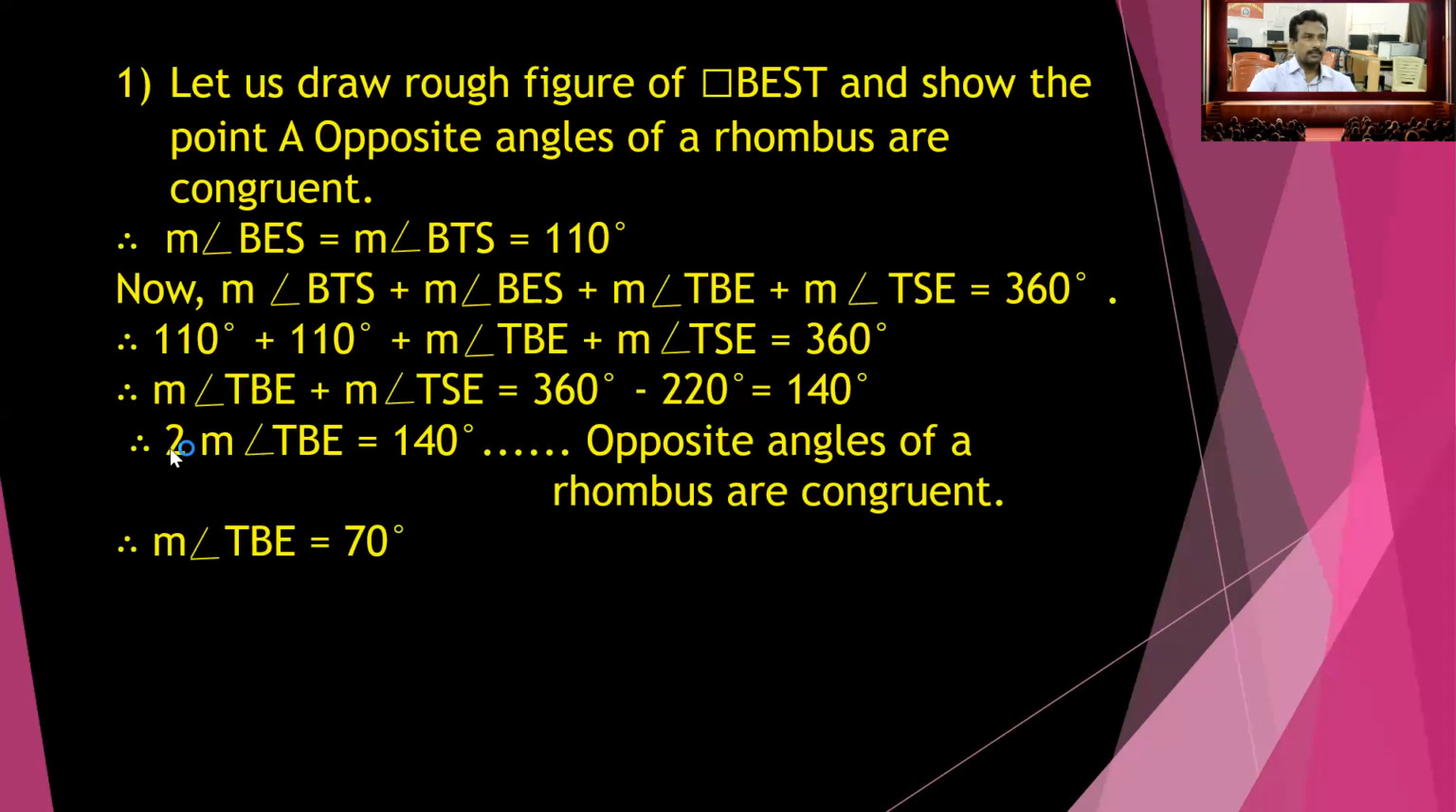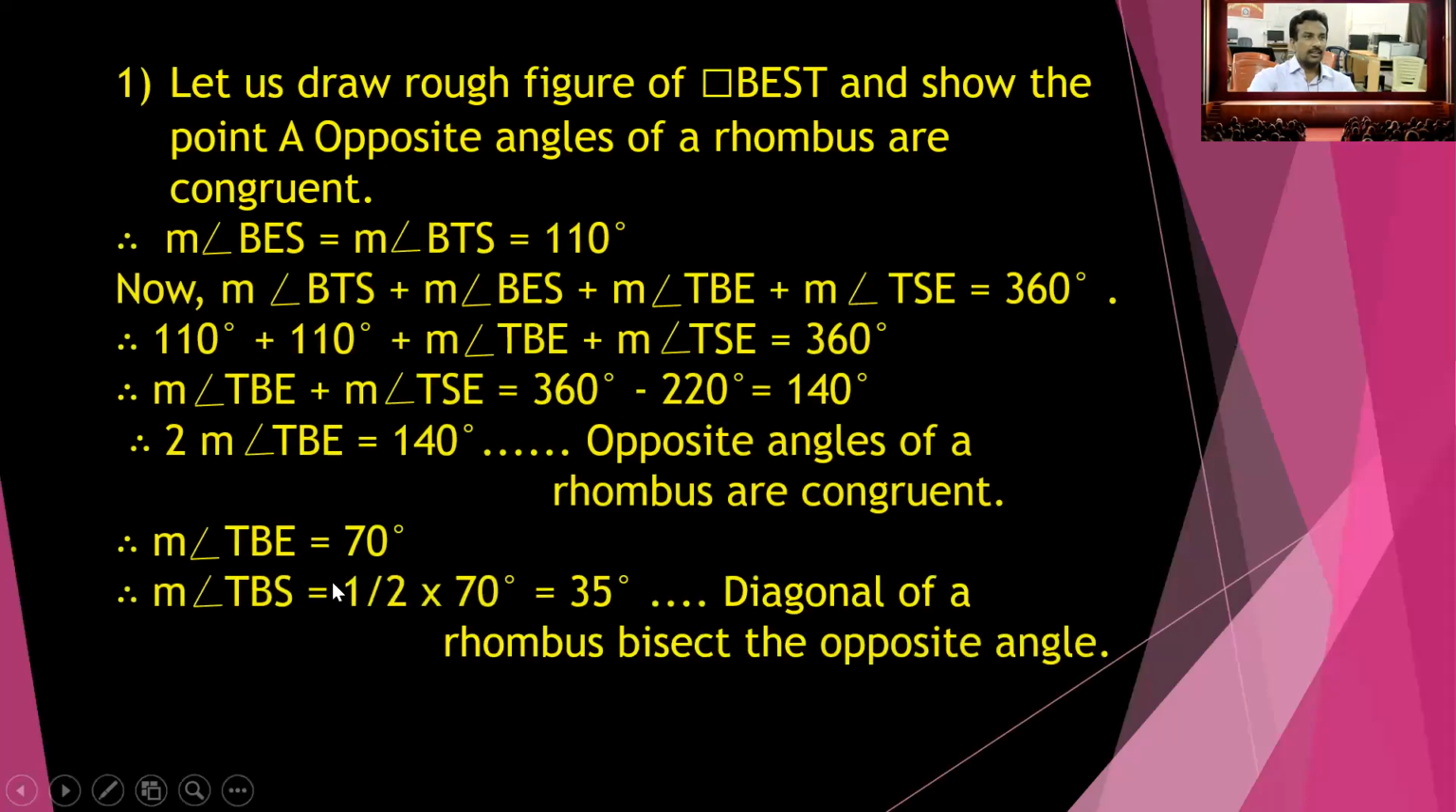Divide 140 by 2, then we will get major angle TBE is 70 degrees. Half of 140 is 70. If TBE is 70, it means TSE is also 70. Therefore, major angle TBS is half of 70 degrees. We have to find out TBS. That is, TBS is equal to half of 70, which means 70 divided by 2. It is 35 degrees. The diagonal of a rhombus bisects the opposite angle. This is the property of a rhombus.